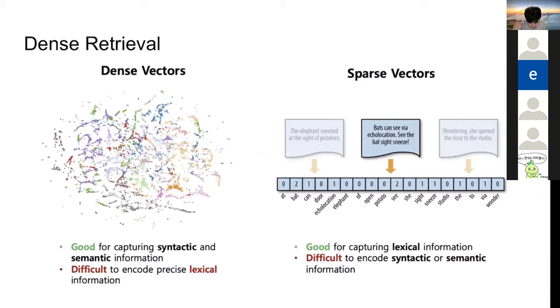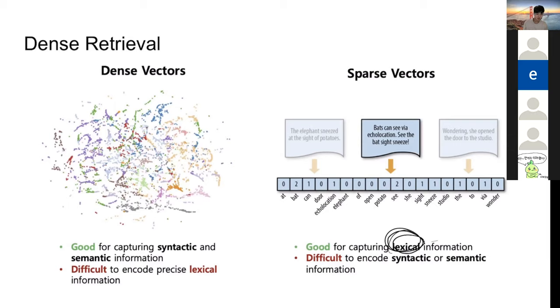So what is the difference between dense and sparse? We just discussed sparse, right? Sparse is pretty good for capturing lexical information, which is basically whether a certain word exists in the vector or not. But it's difficult to encode syntactic or semantic information, simply because you cannot compare different surface form words that have similar meanings. The spoiler is that dense vectors are good at capturing syntactic and semantic information, because the dense vector space is really good for this. But it's usually difficult to encode precise lexical information.